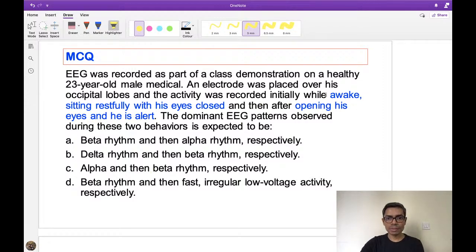Okay, so first he is awake and restful with eyes closed. Okay, and second is opening his eyes and he is alert. Now tell me, what is the sequence of waves that you are going to get? Easy question, I know. You will answer, I'm 100% sure.